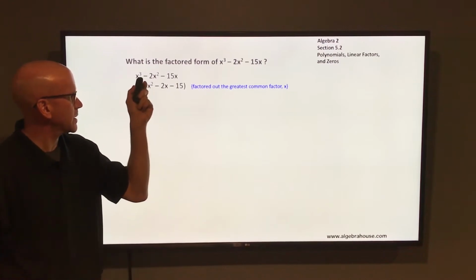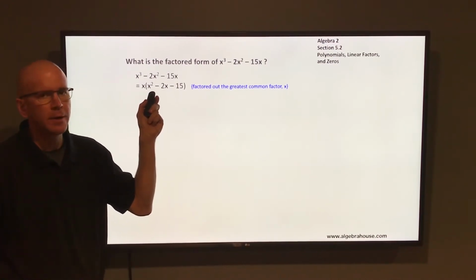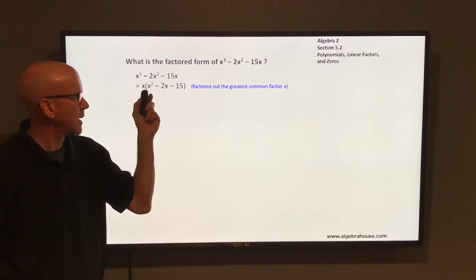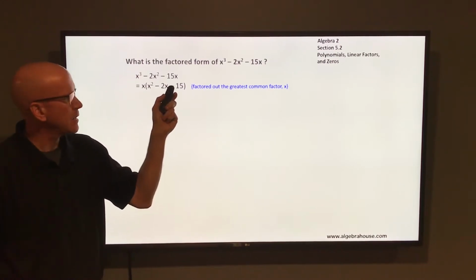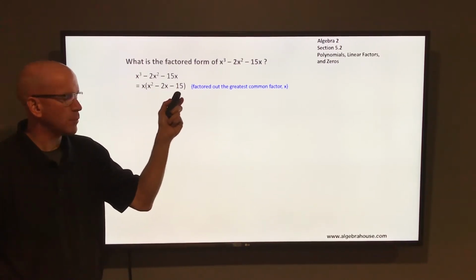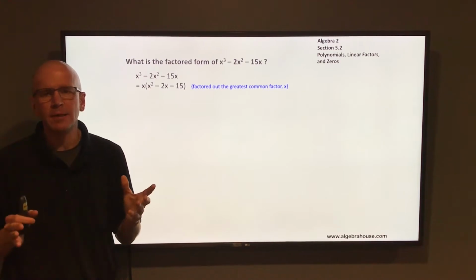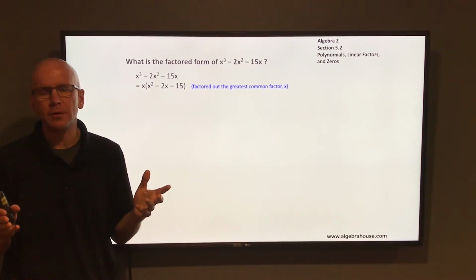If you divide x to the third by x, that is x squared. If you divide negative 2x squared by x, that is negative 2x. And if you divide negative 15x by x, that would be negative 15. Then look inside the parentheses. Think, will that factor into two binomials?